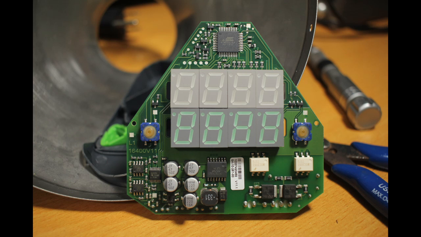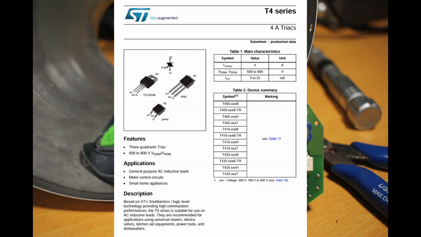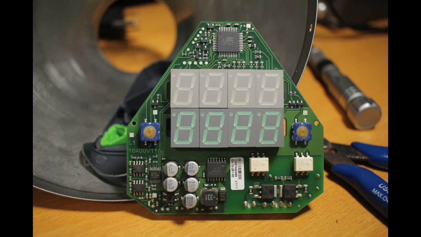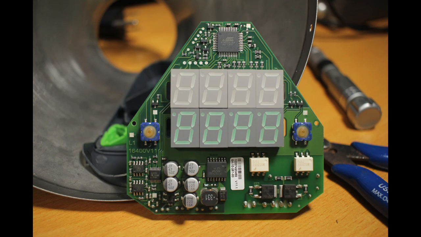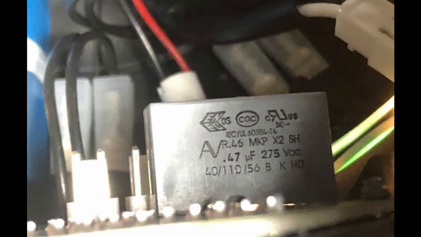The AC part is powered straight from the house electric socket. It includes two T4 triacs, one for the heating element and one for the air pump, and two MOC 3063 triac drivers. Behind the board, you can see two snubbing capacitors.